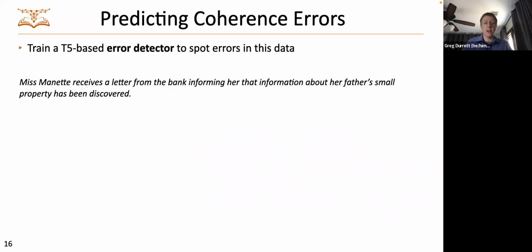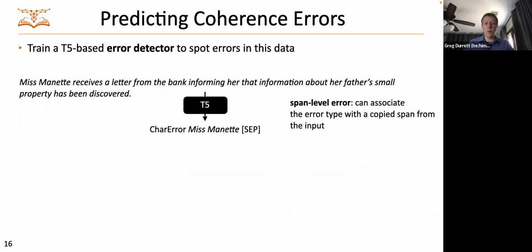So armed with this data, we looked at whether it's possible to automatically detect these errors so we can critique these models. We trained a T5-based error detector that would take in a sentence like this in context and then output a set of detected errors. So in this case, we say there is a new character error, and that's associated with Miss Manette, and then we output a separator token.